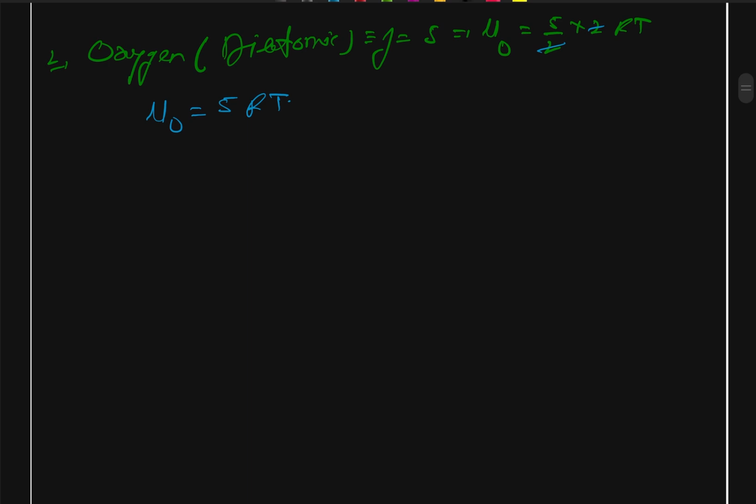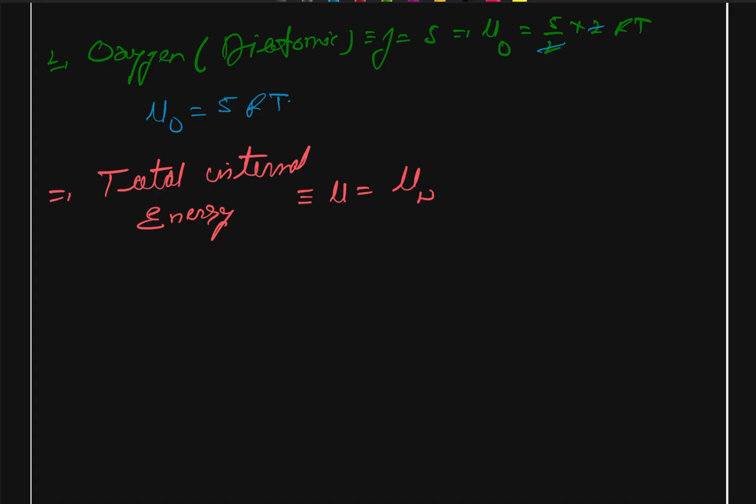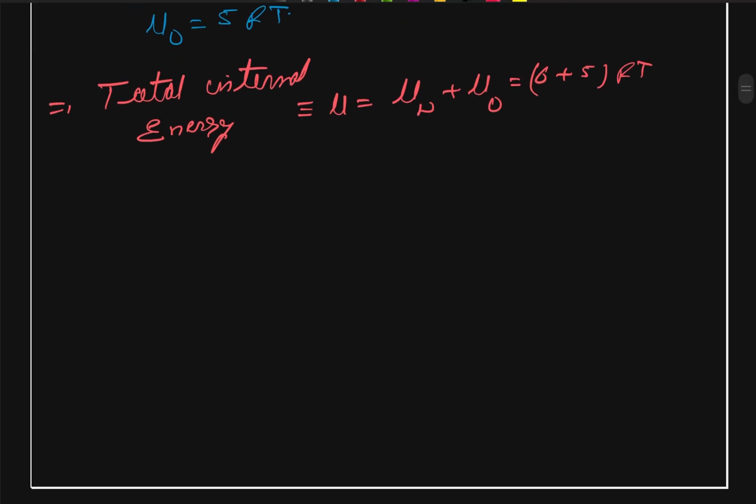So now the total internal energy is the internal energy associated with neon plus the internal energy associated with oxygen. This comes as 6 plus 5 times RT, which gives us the total, let us call it UT, equal to 11 RT.